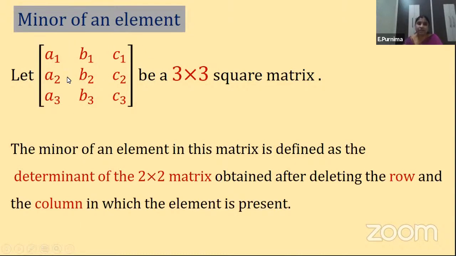As in the last session, we have seen linear equations in two variables. We represented them in the form of a matrix. Yes or not? A1, B1, A2, B2. That is A1x plus B1y is equal to C1, A2x plus B2y is equal to C2. That we have seen in the last session. So here it is a 3 by 3 matrix. That means it is a matrix with three variables.